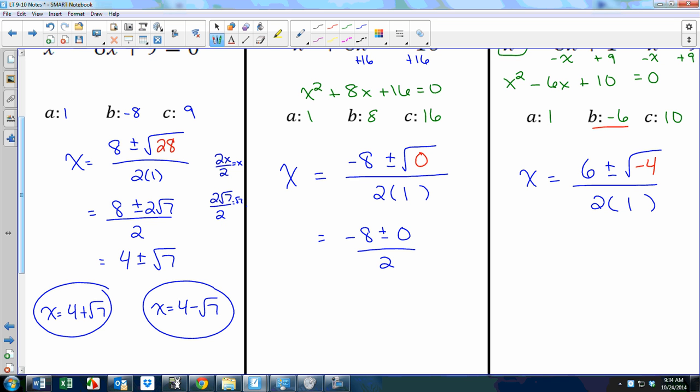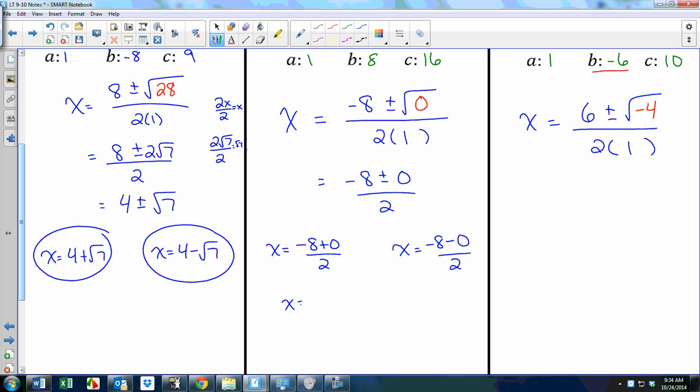So for that reason, I'm going to break this apart into 2 answers. -8 plus 0 divided by 2, because that 0 could be a 5, and -8 minus 0 divided by 2, because again, that 0 could be a 5. The 2 answers are -8 plus nothing is -8 divided by 2, -4, and -8 minus 0, still -8 divided by 2. You get -4 for both. If 0 had been a 5, you actually get 2 different answers.